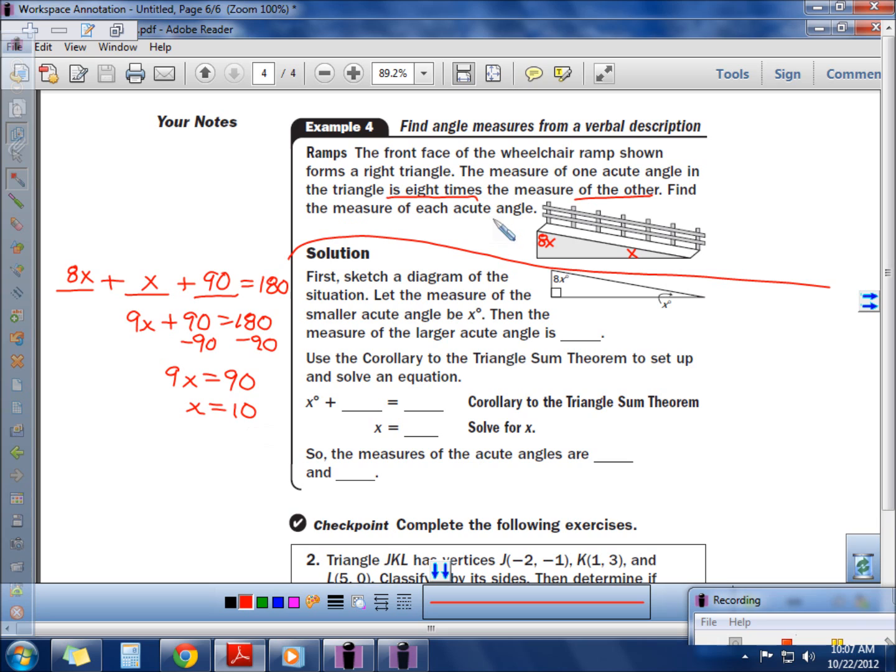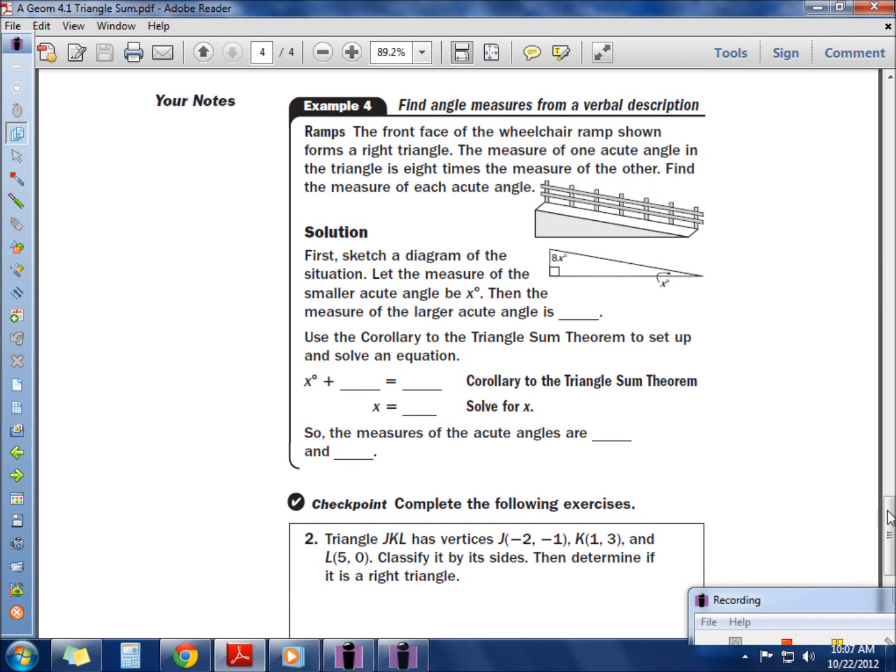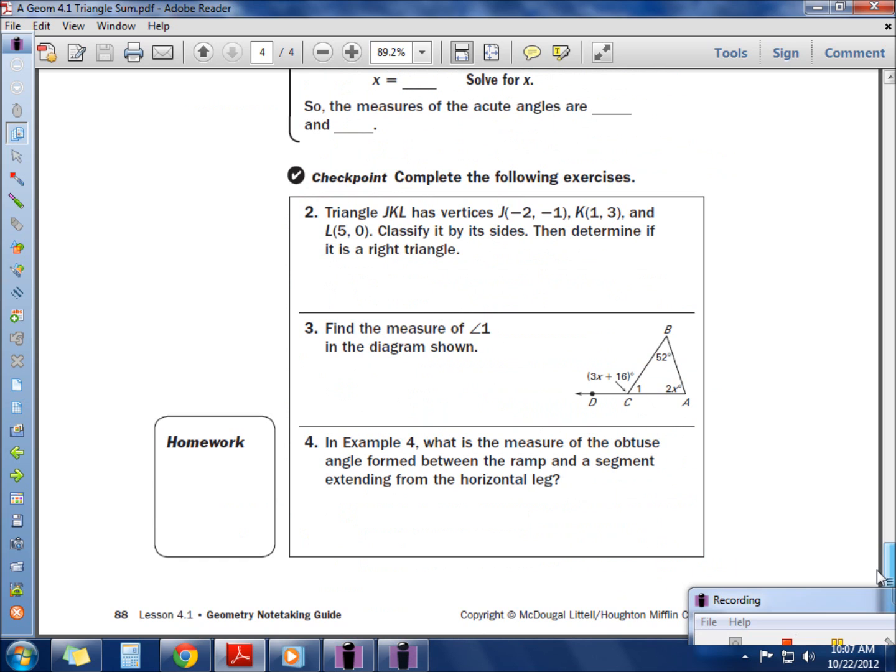Okay, the question says find the measure of each acute angle. Does this answer the question? No, this is only one of the values. So I got to plug it in both places. So this one right here is going to be just 10. And this one up here is 8 times that value. So 8 times 10 is 80. Those are my 2 values, 80 and 10. All right, try out checkpoint 3 right now.